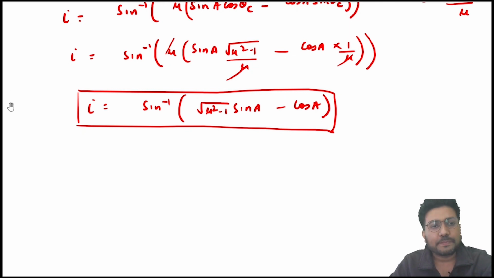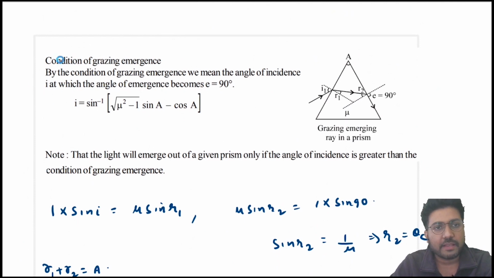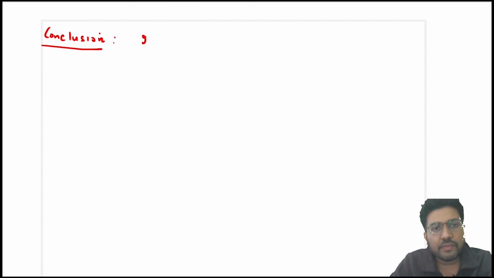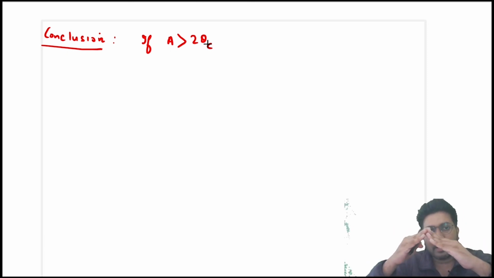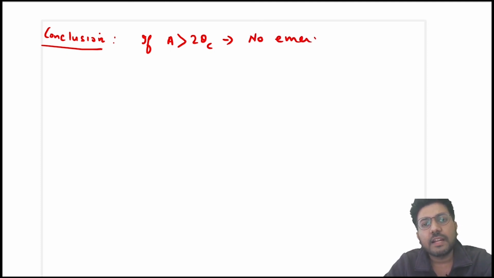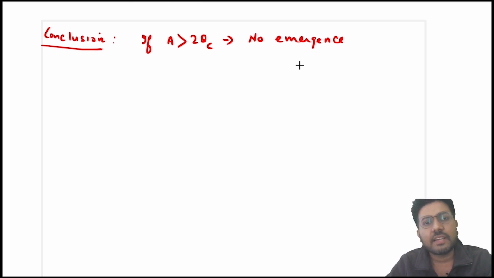Right? Okay. Now I will make one conclusion. This is a very important conclusion that I will make. See, the conclusion that we will make here is, if A is greater than 2 theta C, that is the angle between the two surfaces, or the angle of the prism, or the refracting angle is greater than 2 theta C, in that case you will say that there is no emergence. That means whatever be the angle of incidence, no light will come out of the second surface.